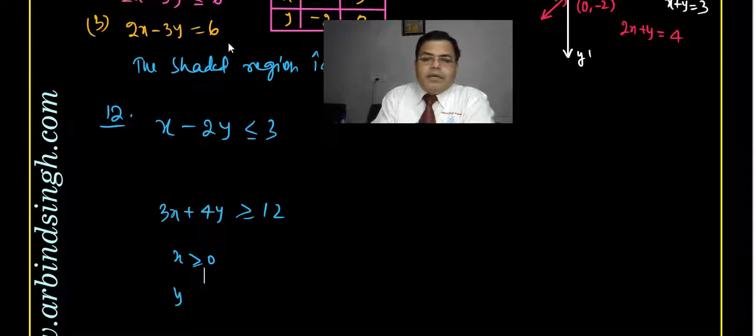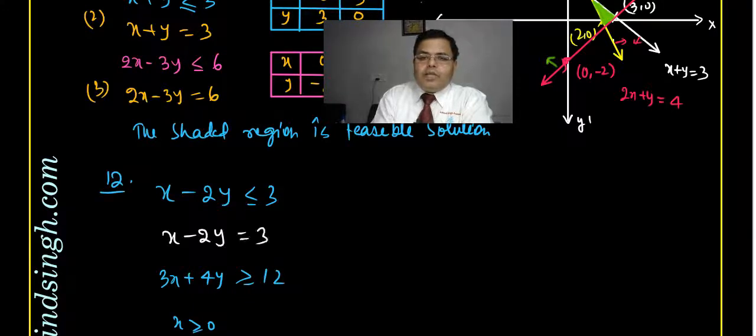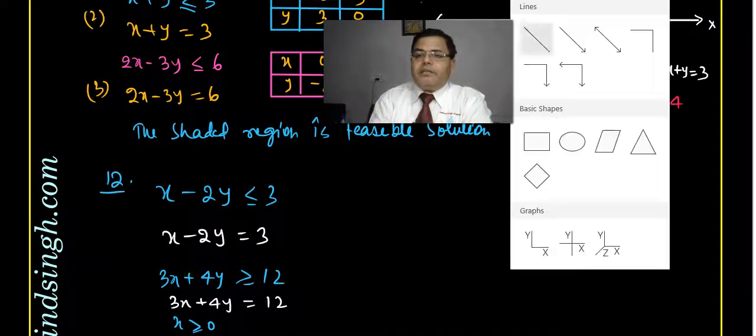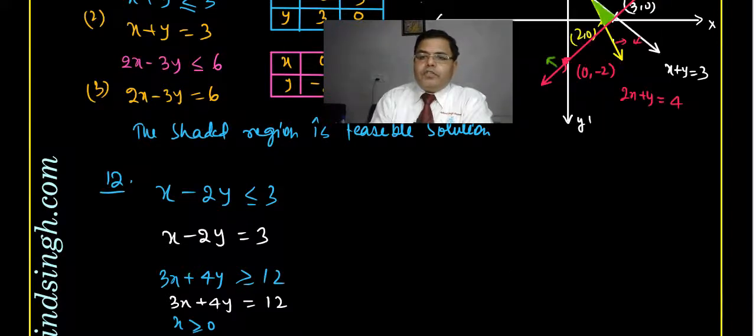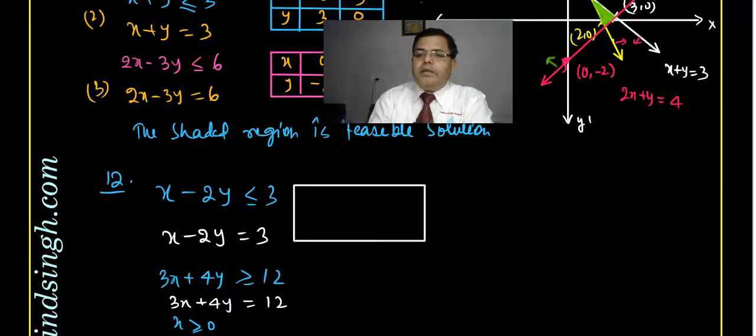So we have to make two tables here, so let me draw the tables first. The corresponding equations can be written as x - 2y = 3 and 3x + 4y = 12. So these are the corresponding equations. Let us make a table for it. So we have a table for the first one and another for the second one.